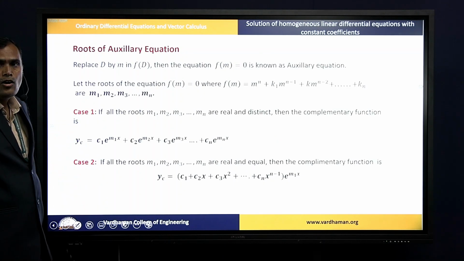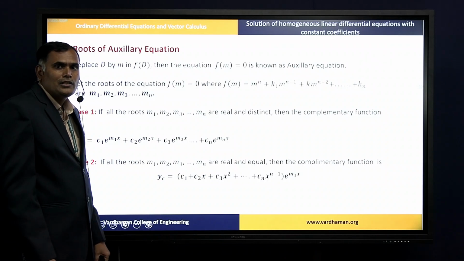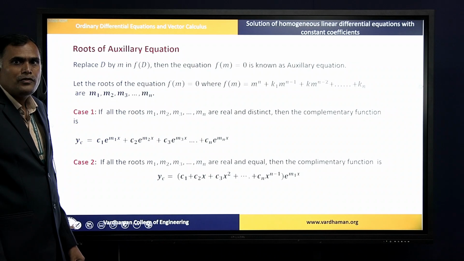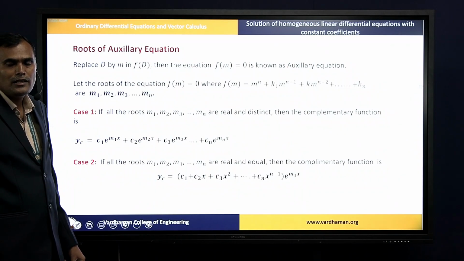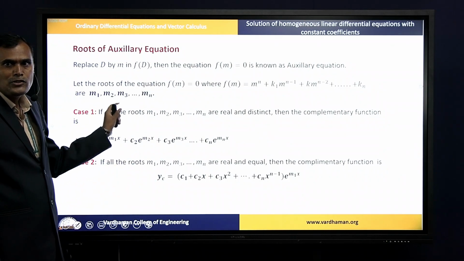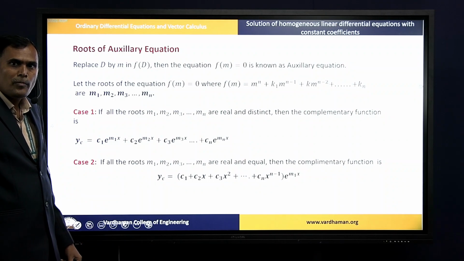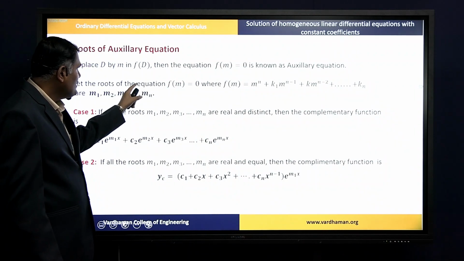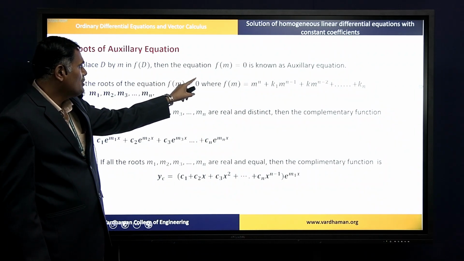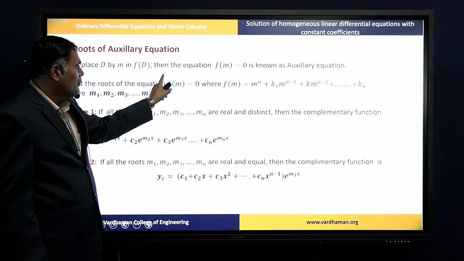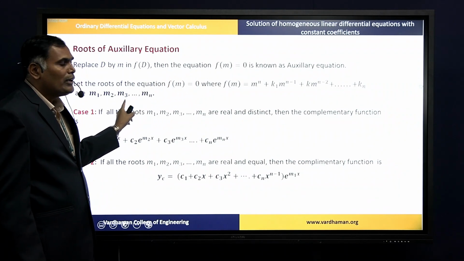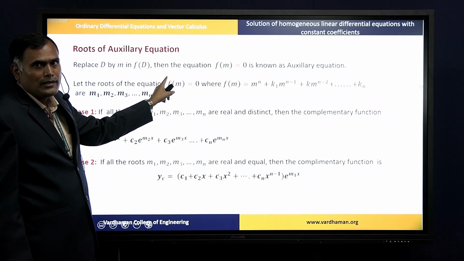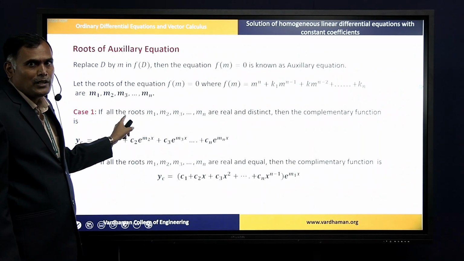Now let us discuss how to find the solution of a homogeneous linear differential equation with constant coefficients. To find the solution of a homogeneous linear DE with constant coefficients, first we should write the given differential equation in operator form. Then we have to write an auxiliary equation. F of m equals 0 gives the auxiliary equation. By solving this auxiliary equation, we get some roots. Depending on the degree of the auxiliary equation, we get that many roots.